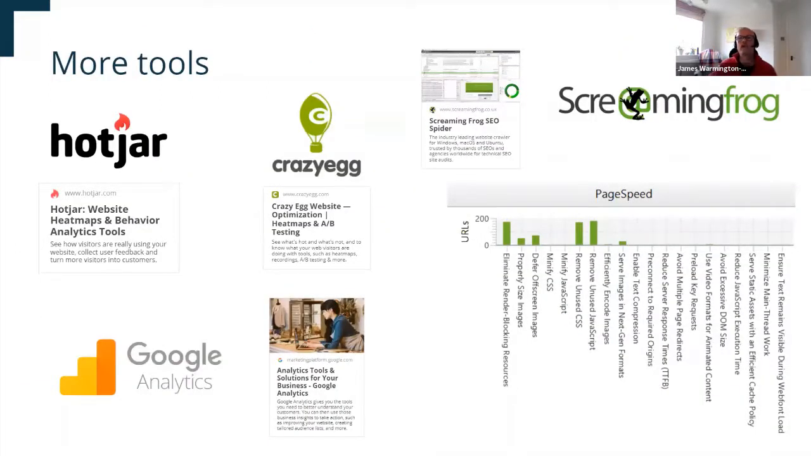These are other tools you can use. I think I mentioned Screaming Frog earlier. Screaming Frog is a great tool for SEO specialists like myself, because you can plug in a domain and it'll look at every single page on the website and give me feedback on how each page is scoring.